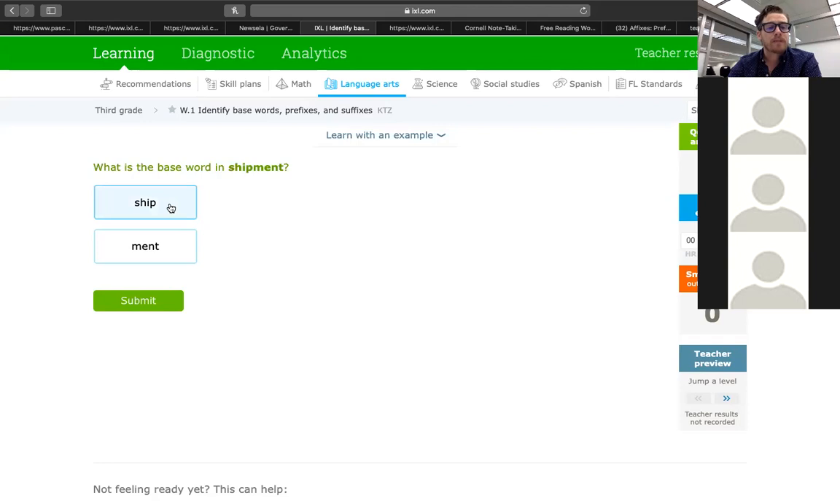Ship. I believe it's ship. Yeah, so I say ship. Just like, so MENT has a meaning, and you can look at it like judgment, establishment, and then shipment. Okay.